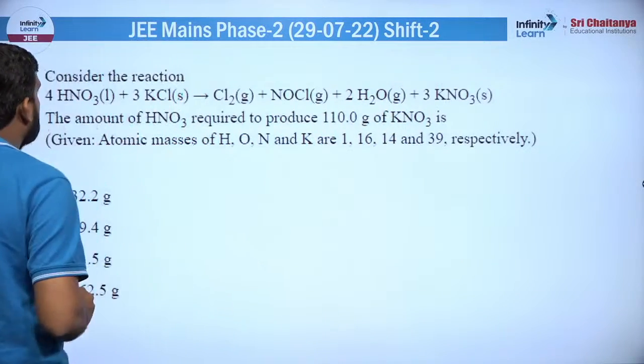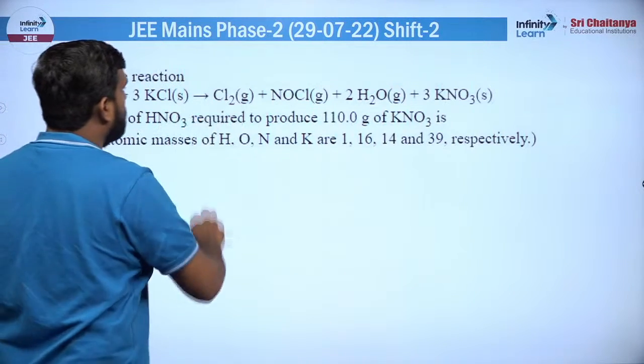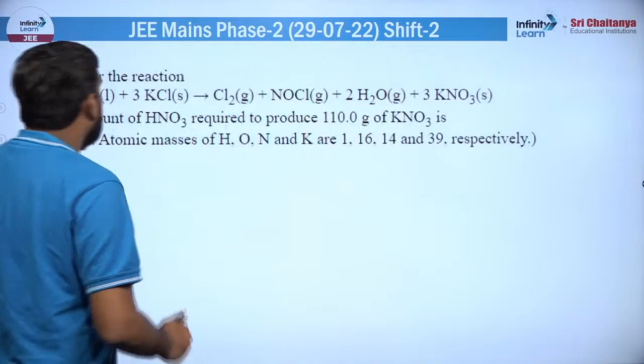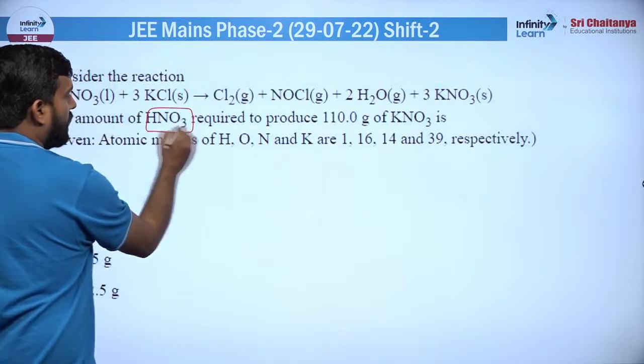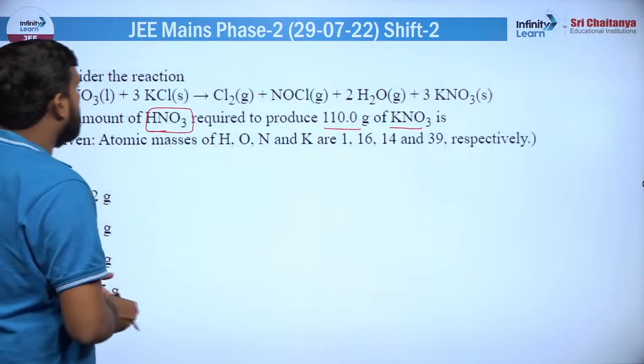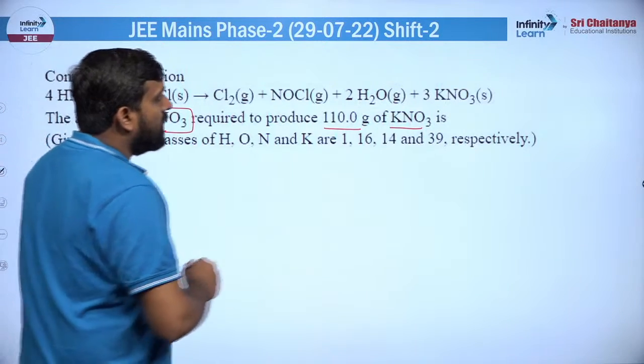The question says that consider the reaction 4HNO3 plus 3 KCl gives you Cl2 plus NOCl plus 2H2O and KNO3. Okay. The amount of HNO3 required to produce basically 110 gram of KNO3. Okay. So basically you have to calculate by using this equation, and it can be easily calculated here.